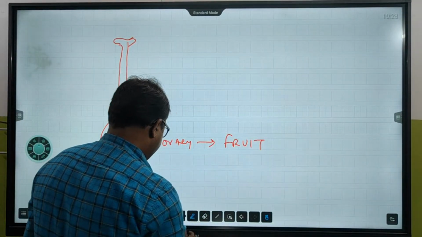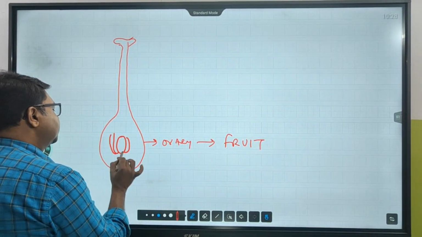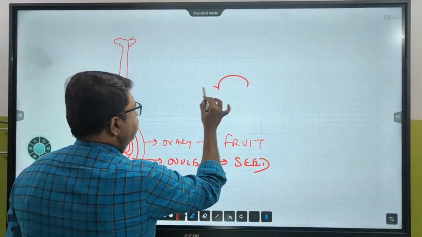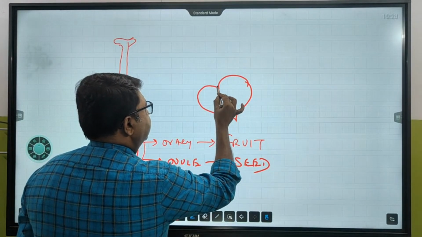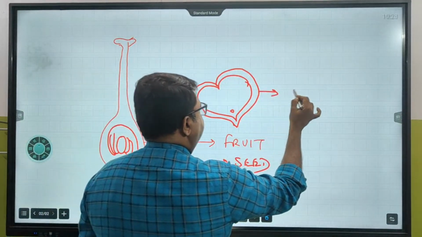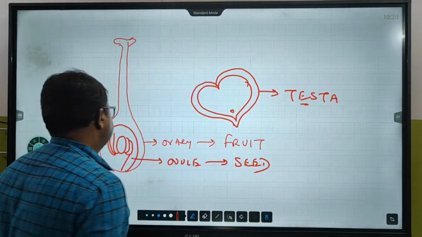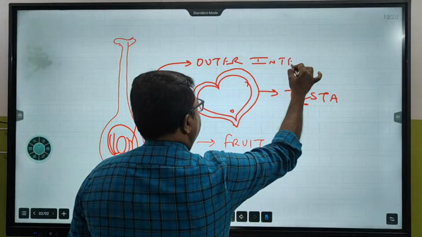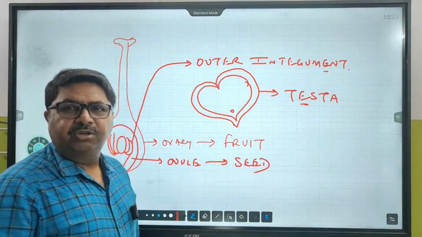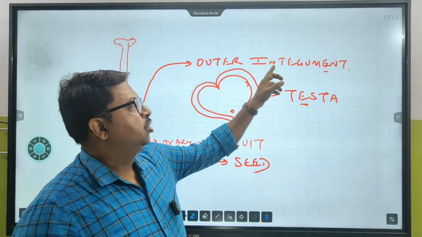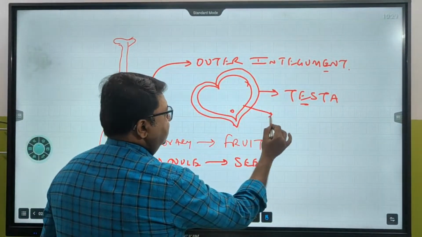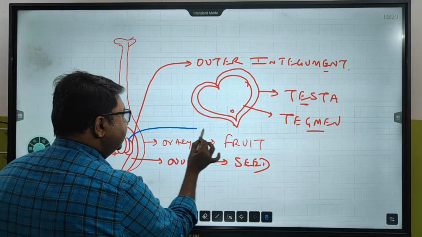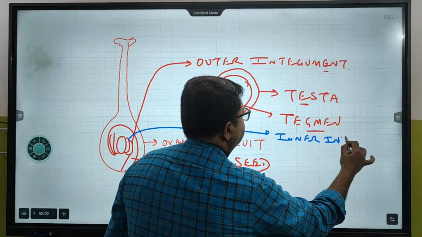Fruit. And we call this a true fruit. What happens to this ovule after fertilization? It becomes a seed. So the ovule changes into a seed. A seed has an outer covering and an inner covering. The outer hard covering we call the testa. This testa is nothing but the modification of the outer integument after fertilization, because the ovule turns into a seed. The inner covering is called the tegmen, which is a modification of the inner integument.